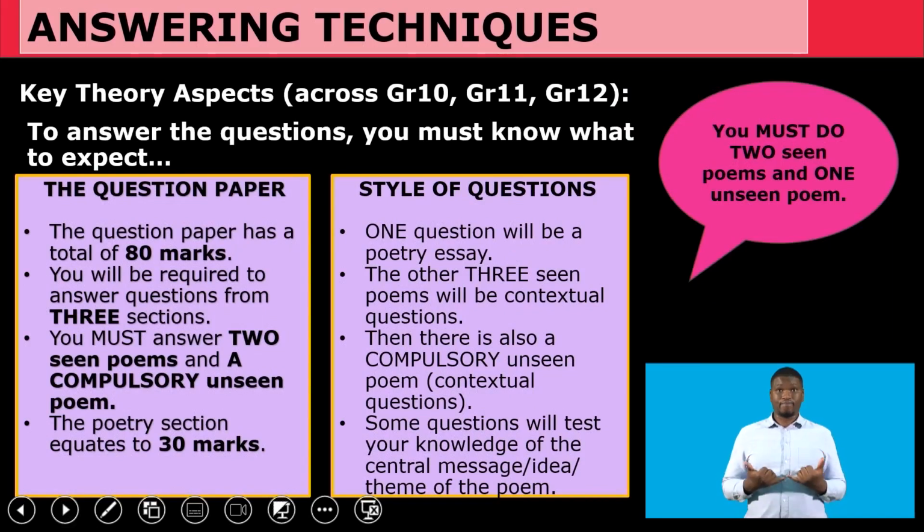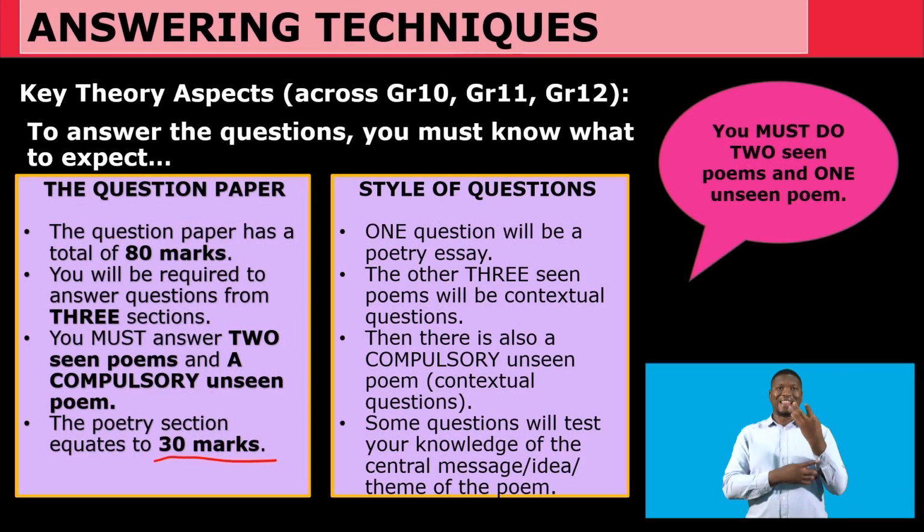Now, how to answer your question paper. The question paper has a total of 80 marks. You will be required to answer questions from 3 sections. You must answer 2 seen poems and a compulsory unseen poem. The poetry section equates to 30 marks in total. 1 question in the poetry section will be the poetry essay question. The other 3 seen poems will be the contextual.